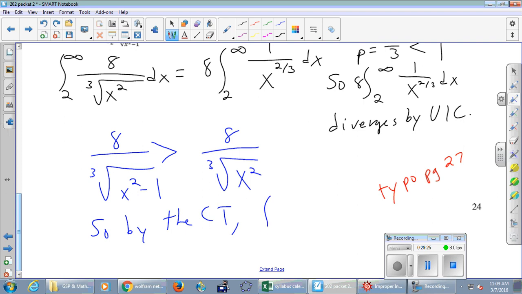And then again, copy the whole integral, the original one. 2 to infinity, 8 over cube root x squared minus 1 dx. What does this integral do? Diverges.